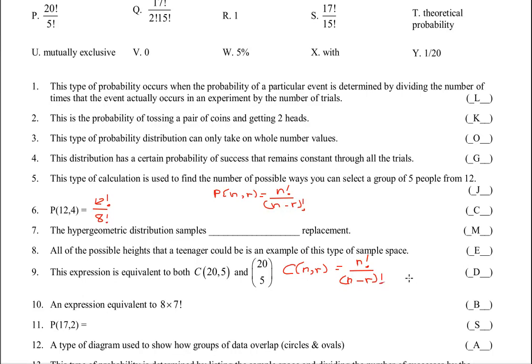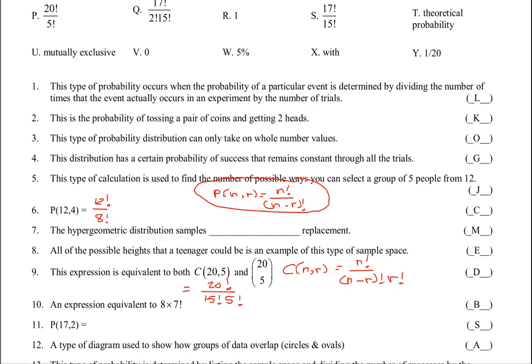But it also has, in addition to that, an r factorial. And that's what makes this different than the permutation one, is that extra r factorial. So if I were to write out 20 choose 5, that would be 20 factorial over, and we would go 20 minus 5, which is 15 factorial, and also the 5 factorial.